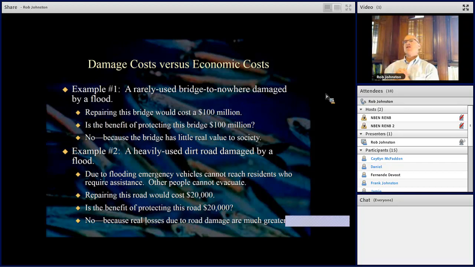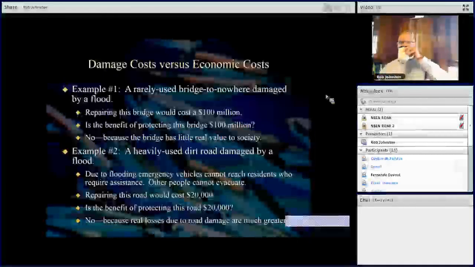So taking that into the damage cost due to, say, flooding or natural hazards realm, again, a cartoon example, let's imagine we have a rarely used bridge to nowhere, right? Nobody uses it, right? In my cartoon example, say it's damaged by a flood or a storm. Imagine that repairing this bridge would cost $100 million. Is the social benefit of protecting this bridge really $100 million? Well, no, because no one uses it, right? If the bridge is gone, nobody cares, right? Nobody uses it. So the value of that bridge or protecting that bridge might actually be close to zero, right? Now, obviously, that's an extreme example, but it's to make a point.